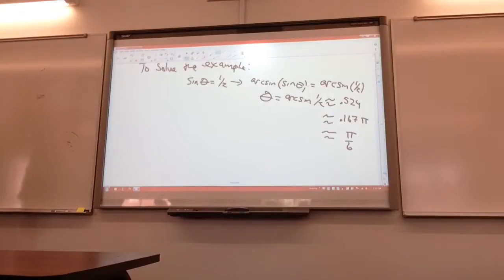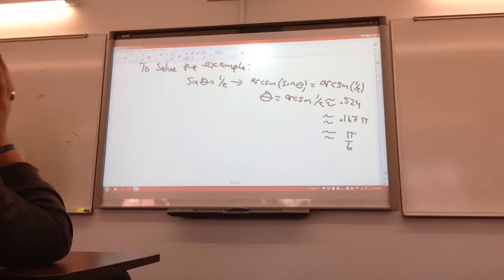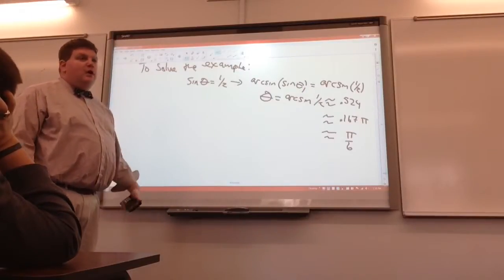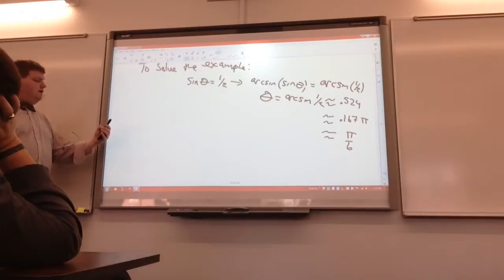So notice that's also something we could have figured out by looking at the unit circle. I could have looked at the unit circle to see where the sine was equal to 1/2, and I would have gotten the same answer. I could have reversed it that way as well. But the arc sine is what allows us to undo things to be able to write out your answer. So, that's what the arc sine does.